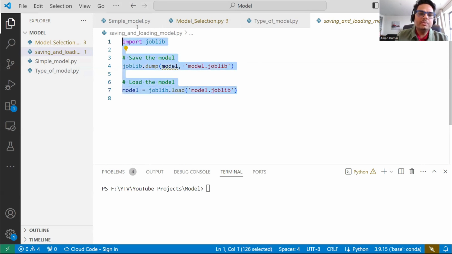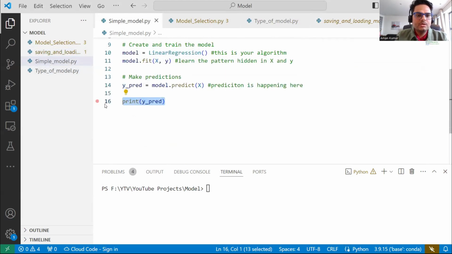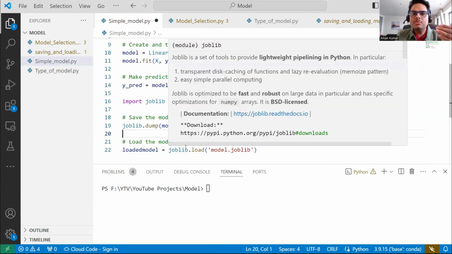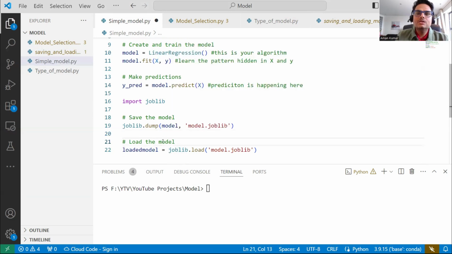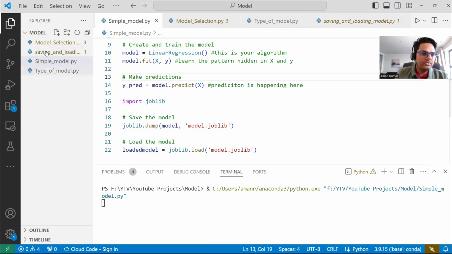So let me copy this and put it in the same file where I was showing you the simple model. Here I will just put it. What I'm doing is importing joblib. I'm saying save the model to the hard disk, and here I'm loading the model. I will call it loaded model. The loaded model is basically the same model, but this time it will read from the disk. So let me save this and rerun it one more time, and you will see that the model will get loaded and one file will get written.